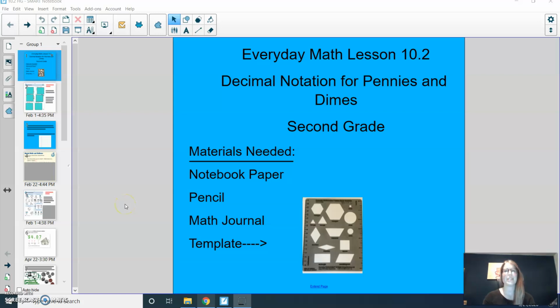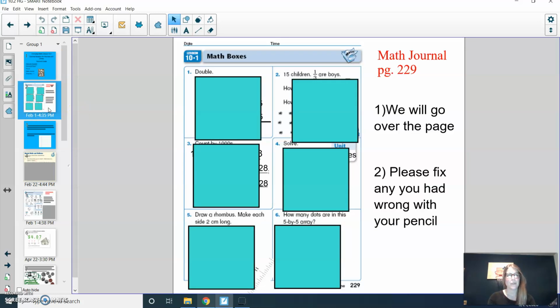Hi boys and girls, welcome to Everyday Math Lesson 10.2, Decimal Notation for Pennies and Dimes. The materials that you'll need: notebook paper, pencil, math journal, and template. Let's get started. We're going to first start by going over our math journal page 229 from yesterday.